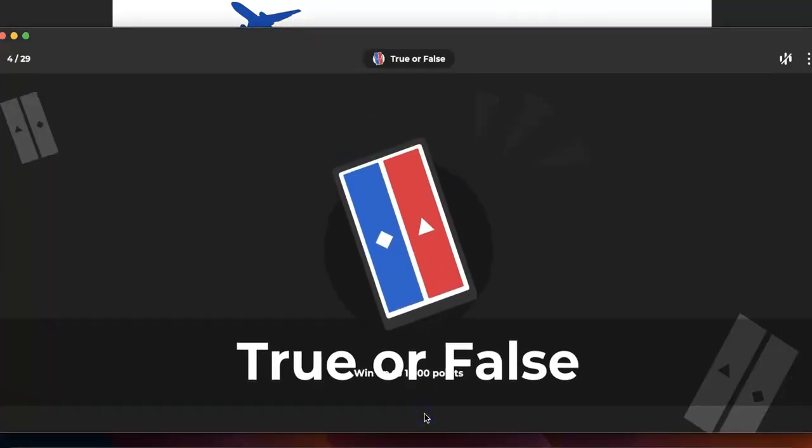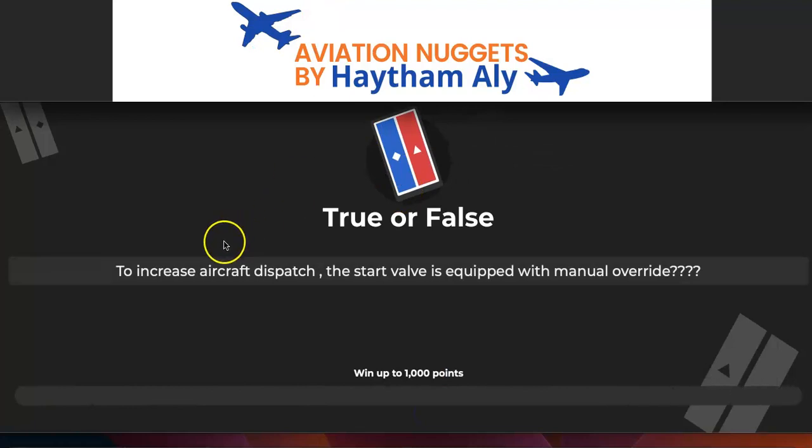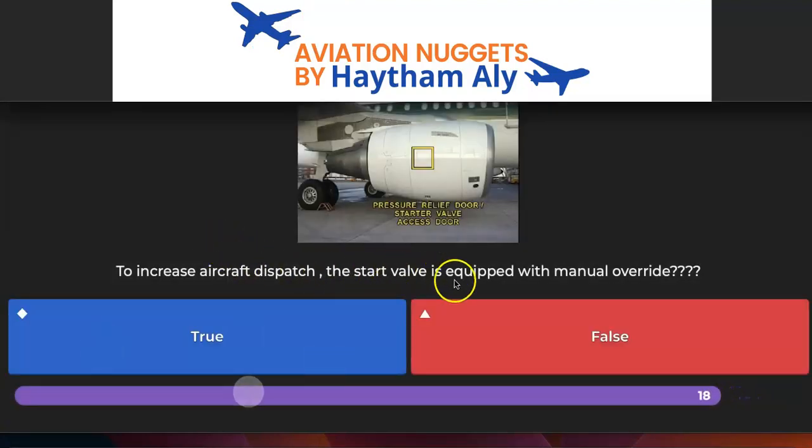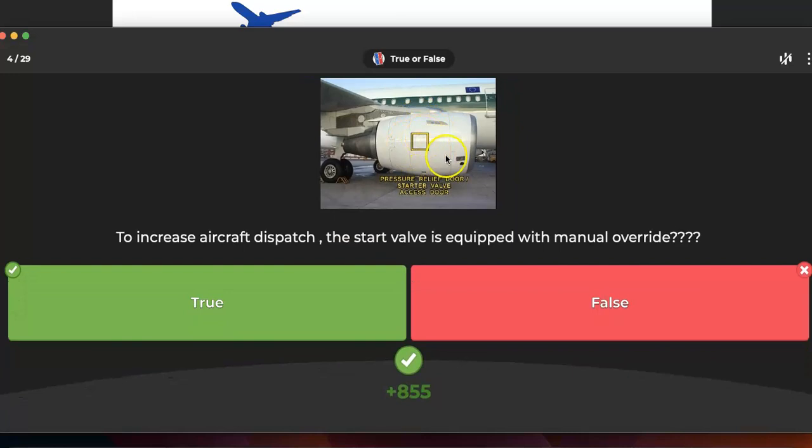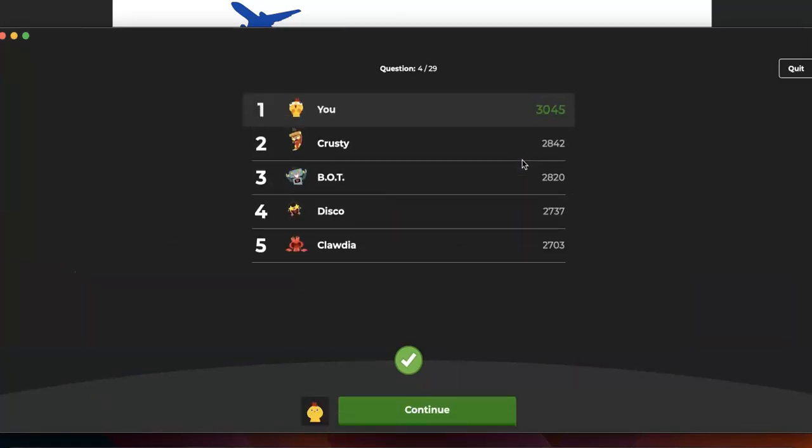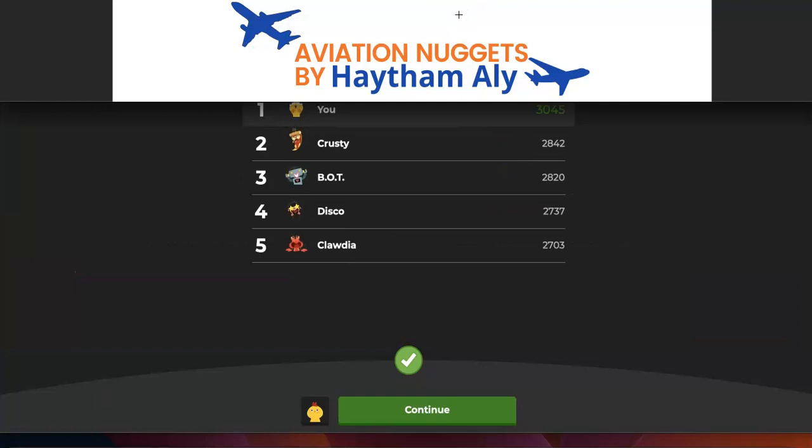Next question. To increase aircraft dispatch, the start valve is equipped with a manual override. This statement is very true. Yes, the start valve has a manual override in case of failure of opening the start valve automatically by the EEC, or from the engine manual start panel. The ground mechanic can access the start valve and open it on a signal from the pilot. When the air pressure is available, he can open the start valve manually.